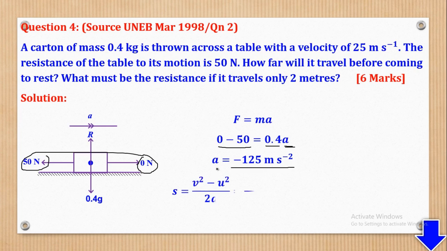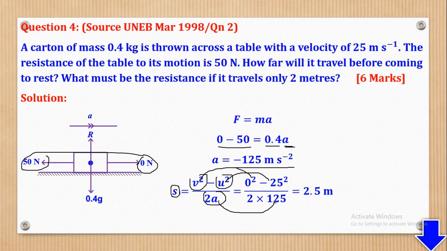So now that I've got acceleration, I can use the third equation of motion to get the distance moved. So distance will be equal to v squared minus u squared over 2a. So v squared is 0 squared, u is 25, and a is negative 125. Now this negative and this negative will cancel, that's why we have a positive here.